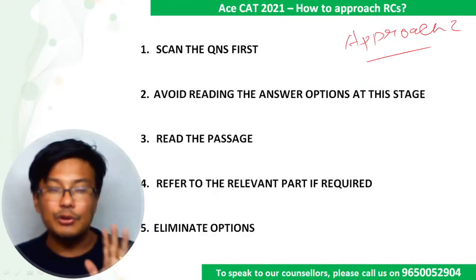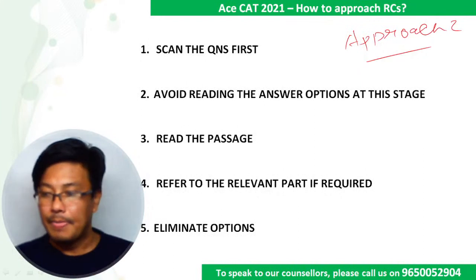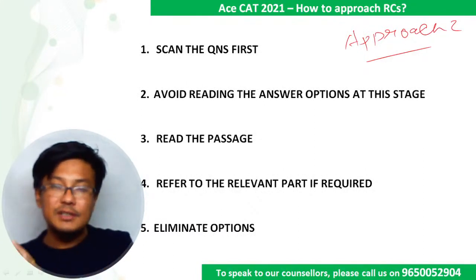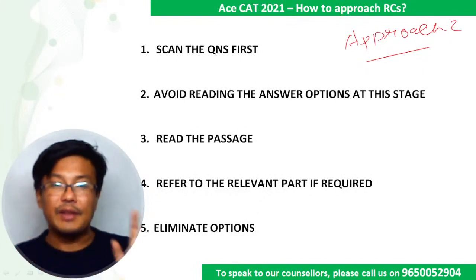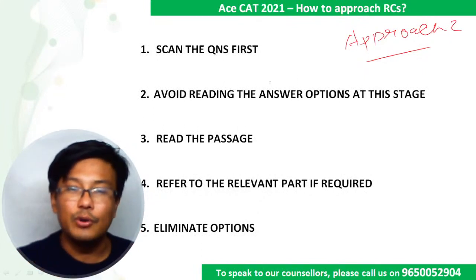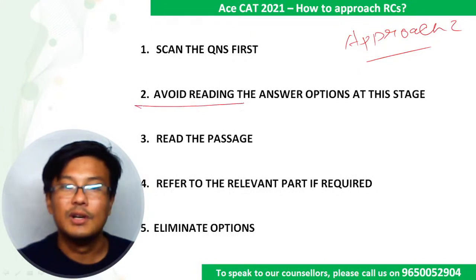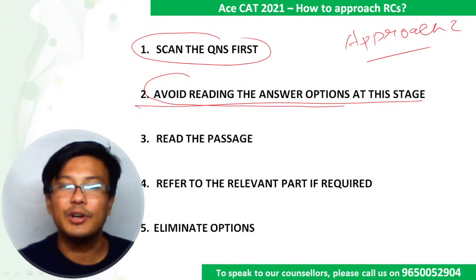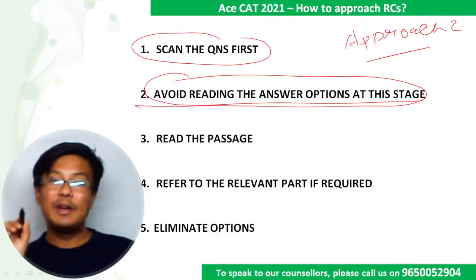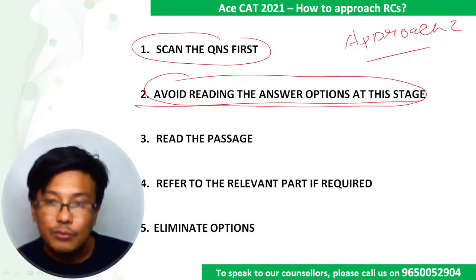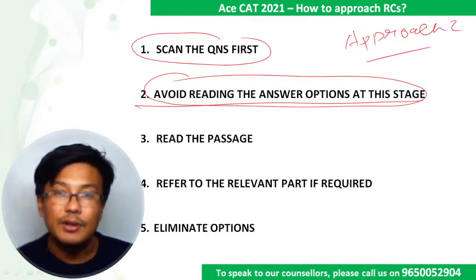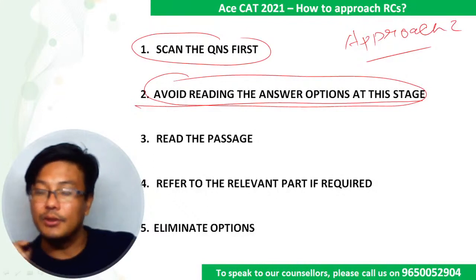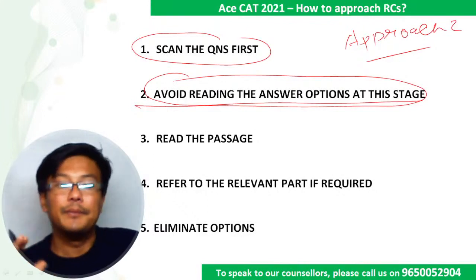The first thing we should do is scan the questions. When I say scan the questions, it basically means just looking at the questions before reading the passage. And at this stage, we should avoid reading the answer options. So these two things go hand in hand. What is the aim? The aim is to decide what kind of questions are asked, what level of focus and understanding I need to put in. That is basically the first stage.